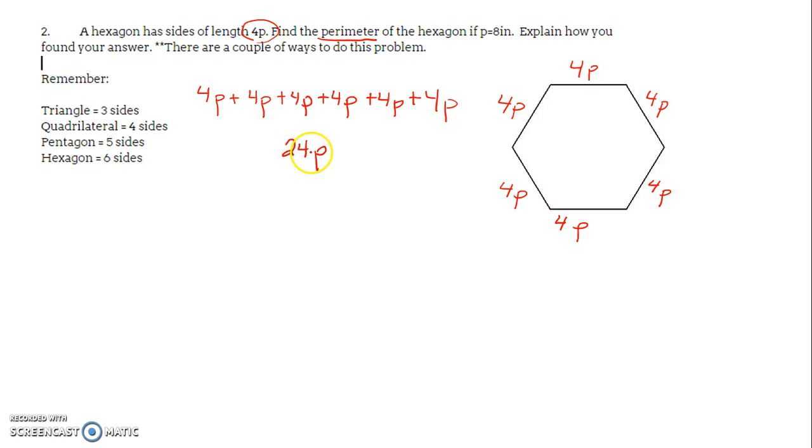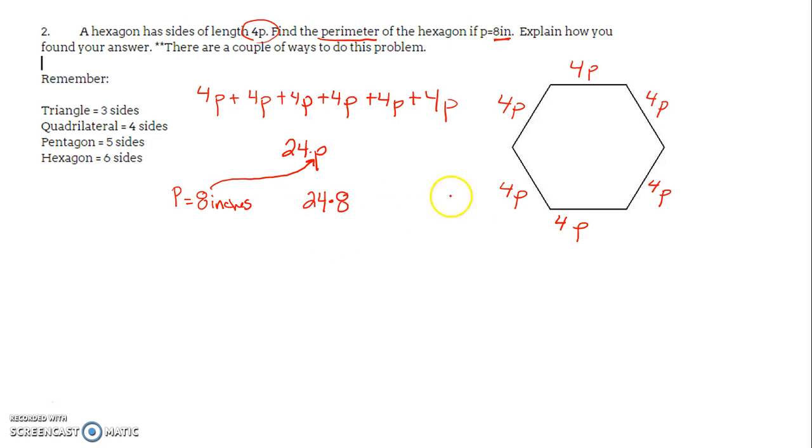Then we have to ask ourselves, what's the operation between the 24 and the p? If no operation appears between the two, we know to assume it's multiplication. So I'll put that little dot there for multiplication. They tell me p is equal to 8 inches. The operation between the 24 and the p is multiplication, so I have to do 24 times, in place of p, I need to place an 8.